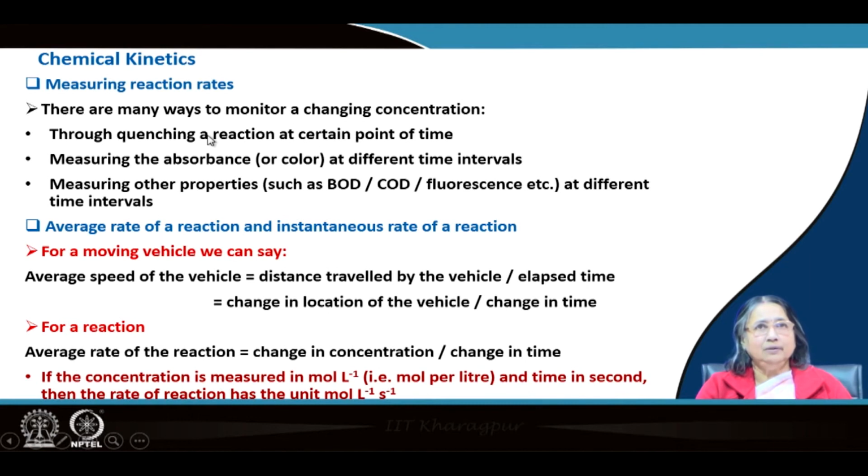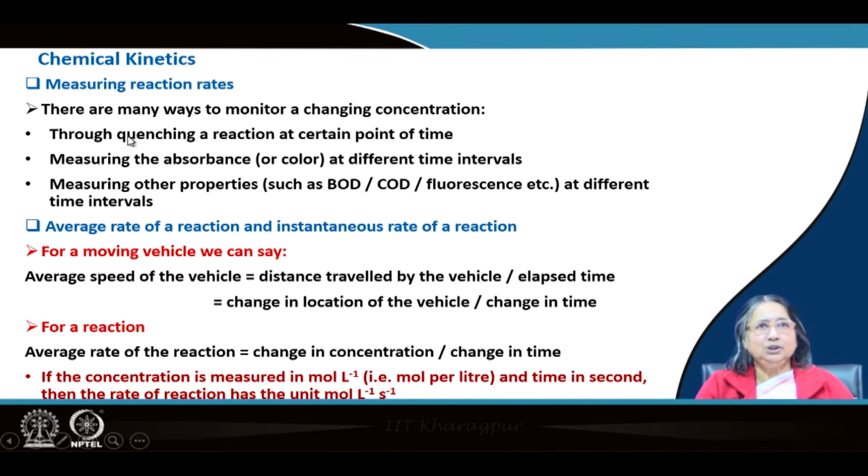The quenching method: say you are monitoring a chemical reaction, and at a particular time you want to see the concentration of either reactant or product. You can take some aliquot from the reacting solution, and then you can quench the reaction by putting it either at a cold temperature, or diluting it in an enormous amount of solvent. Then the rate of the reaction will slow down.